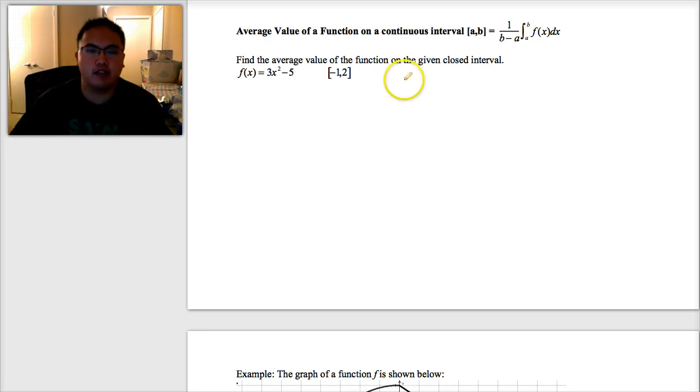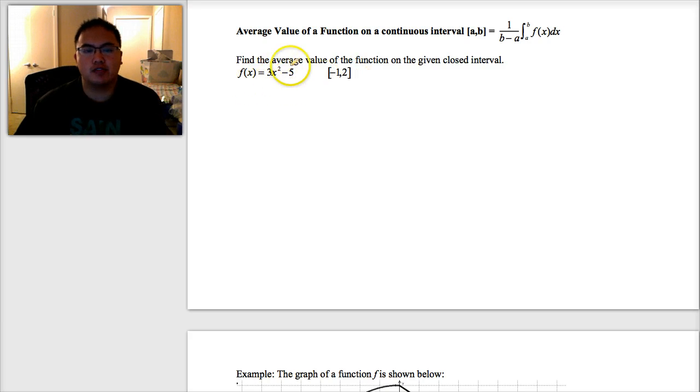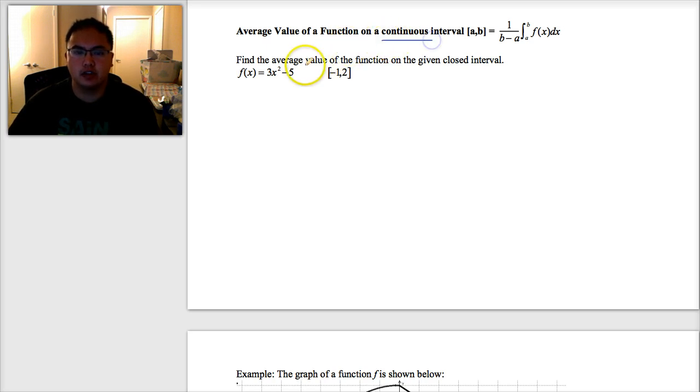Here's a good example of finding average values. It says find the average value on the given closed interval. So from negative 1 to 2, find the average value of 3x squared minus 5. Remember, normally I need to figure out if my formula applies. It says a continuous interval. I know this is continuous because there's no denominator, there are no gaps, nothing in here that would make this function error. So I'm going to plug into this formula.